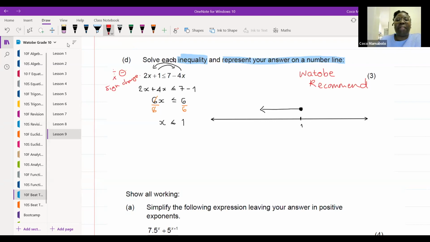Okay, all right. Your 3 marks, guys, will come from your basic operations, your final answer over here, and 1 mark for your number line.